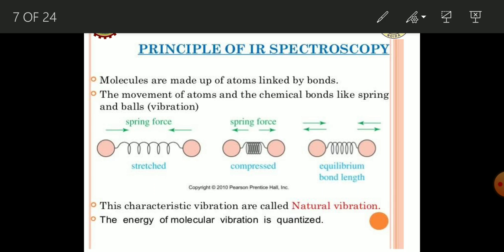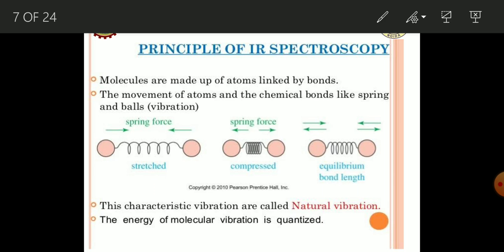We can observe the spring force. In the third figure, if the bond is stretched or compressed and then released, the atoms vibrate. Atoms vibrate means the two atoms are joined by a chemical bond at equilibrium bond length at ordinary temperature. At ordinary temperature, the atoms in a molecule are in a constant state of vibration. These characteristic vibrations are called natural vibrations.